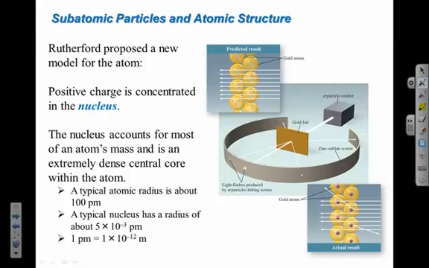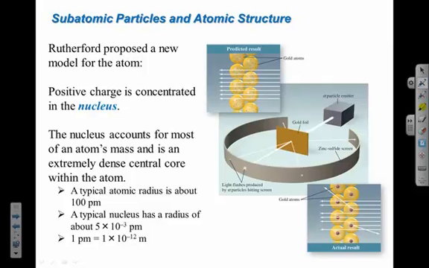Just to point out, the size of the nucleus relative to the size of the atom is a big difference: 5 times 10 to the minus third picometers versus 100 picometers. That means that based on how many alpha particles are making it through, the size of the atom is way more than the size of the nucleus.